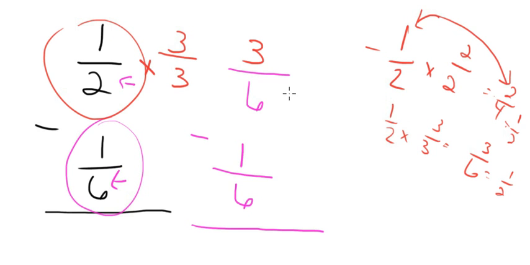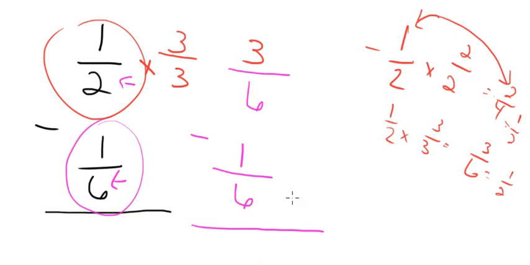Now I can do my subtraction, can't I? And to finish this problem out, I know that my answer is going to have a 6 in it because that's my denominator. Now I'm just subtracting 1 from 3 and I get 2. And that can be reduced down to 1/3, right? Does everybody see that? Does it make sense? Mason.